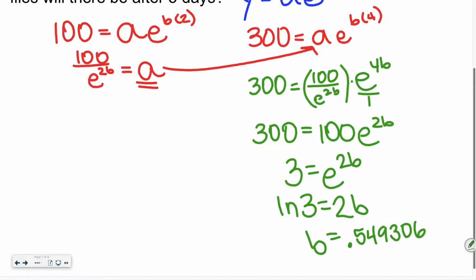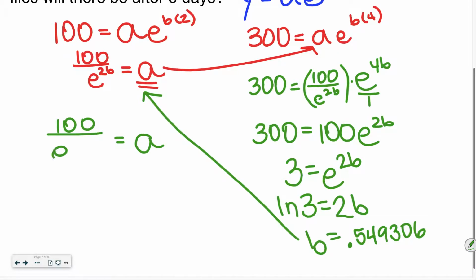Okay? Well, if B is 0.549306, can I now figure out what A is? Yeah. Go back up to here. A is 100 over e to the 2b.